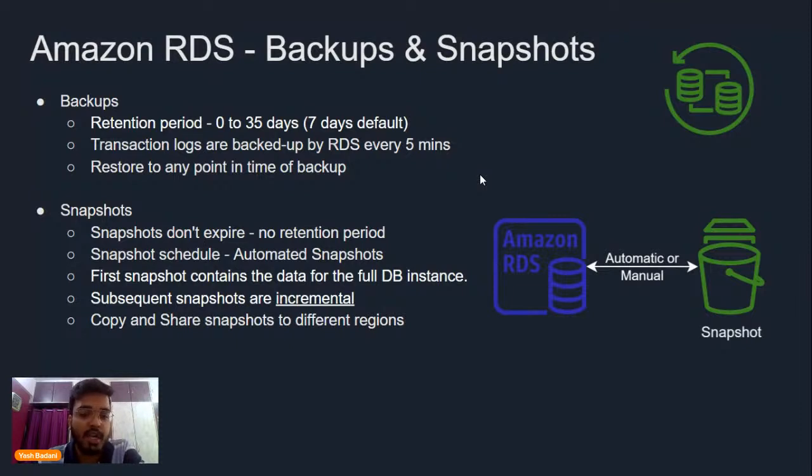You can copy and share your snapshots to different regions in AWS, so that you can, let's say, launch a copy of a database instance into another region, and so on and so forth. There are other advantages to this that we'll look at later in the slides.